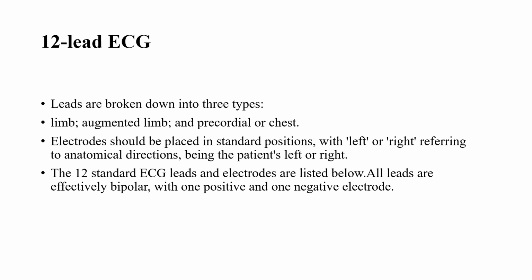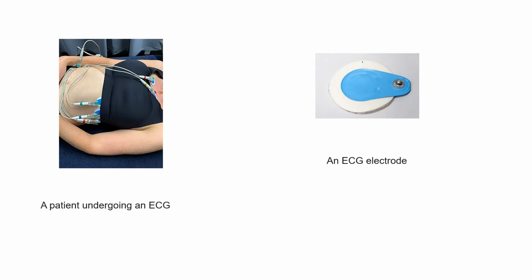Electrodes should be placed in standard positions with the left or right referring to anatomical directions, being the patient's left or right arms and legs. The 12 standard ECG electrodes are listed below. All leads are effectively bipolar with one positive and one negative electrode.